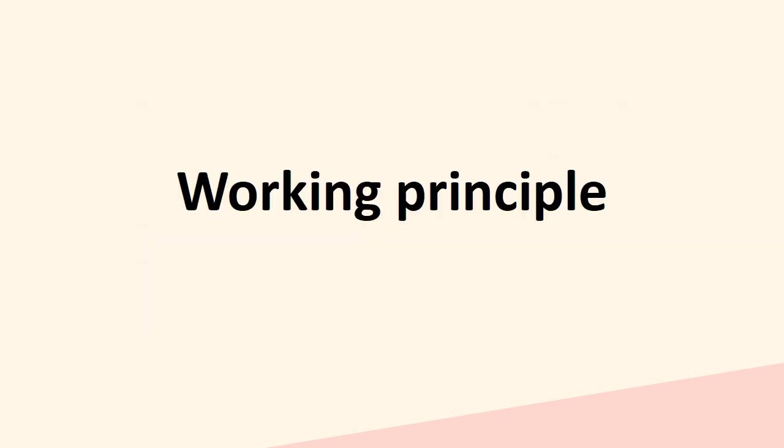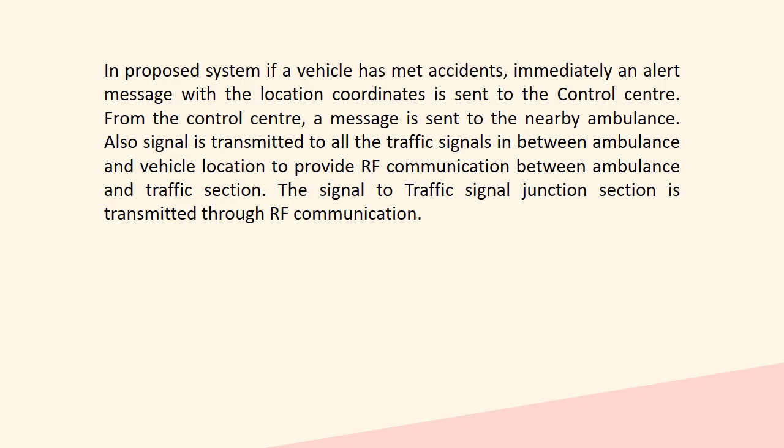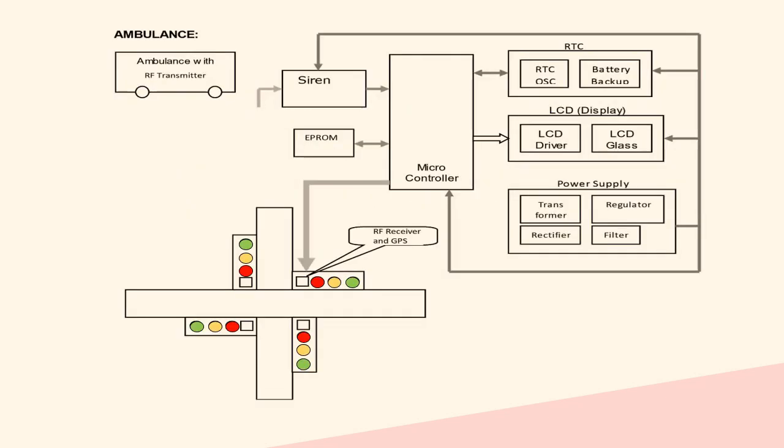Working principle of the project. In the proposed system, if a vehicle has met with an accident, an alert message with the location coordinates is immediately sent to the control center. From the control center, a message is sent to the nearby ambulance. Also, the signal is transmitted to all the traffic signals between the ambulance and the vehicle location to provide RF communication between the ambulance and the traffic section. The signal to the traffic signal junction is transmitted through RF communication.